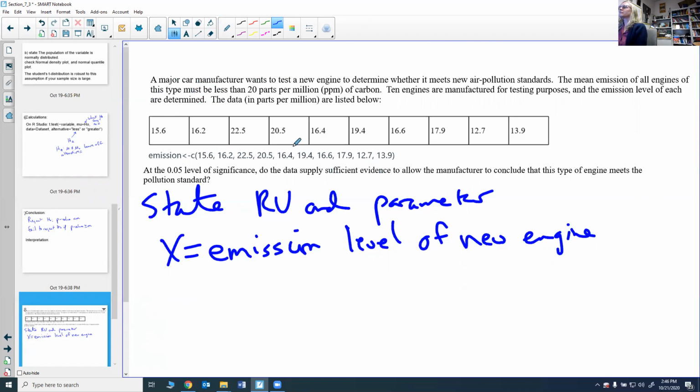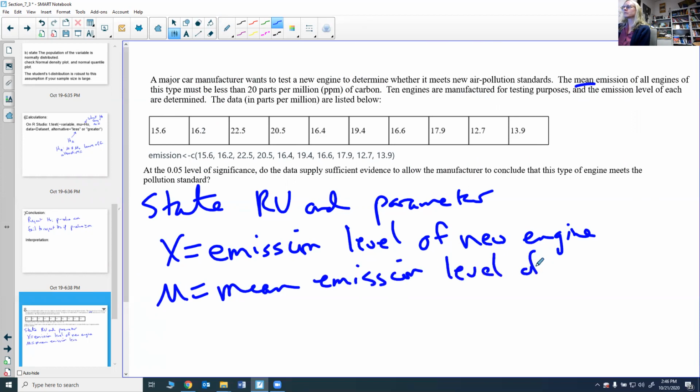And I know that because it actually says, do we meet the standards? We're talking about numbers. So it looks like we even have the word mean up here. So I know that I'm having the mean. So mu equals the mean emission level of the new engine. Because again, I don't care about the old engines, I care about the new one.